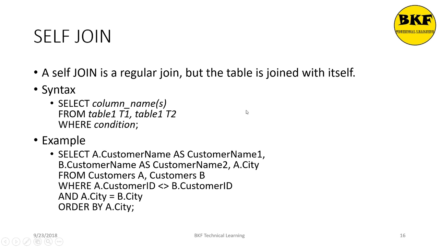Now let's talk about self join. A self join is a regular join, but the table is joined with itself. So here's an example. Select a.customer name as customer name 1, b.customer name as customer name 2, a.city from customers a, customers b. In this case, both the tables are the same, only the aliases are different, because that is how we can differentiate between the records, where a.customer ID not equals b.customer ID and a.city not equals b.city order by city. So when we want to analyze data from the same table, we can make use of self join.